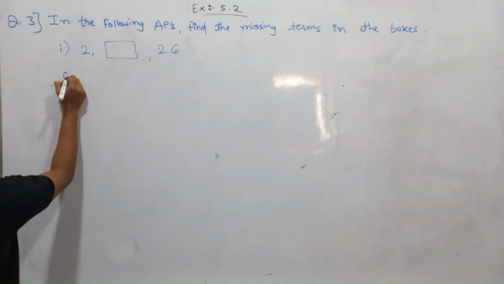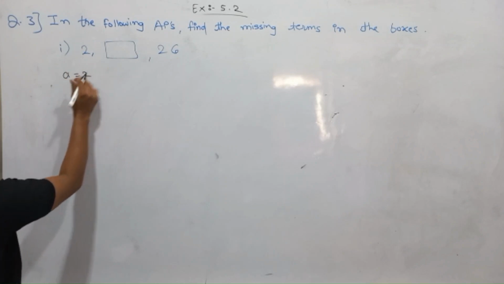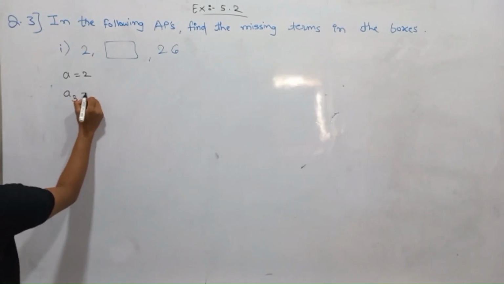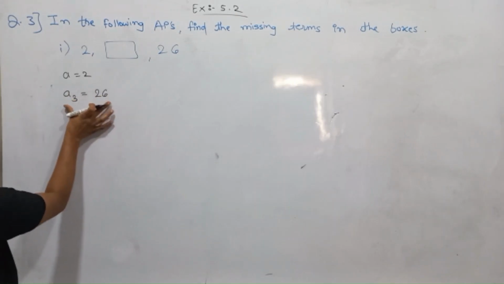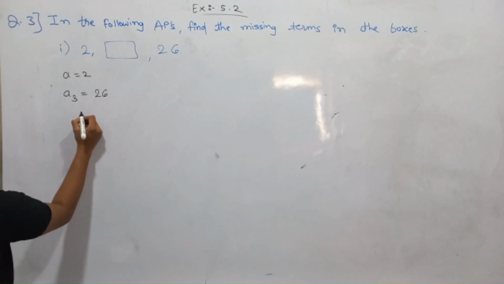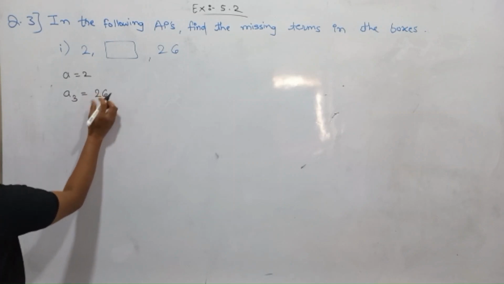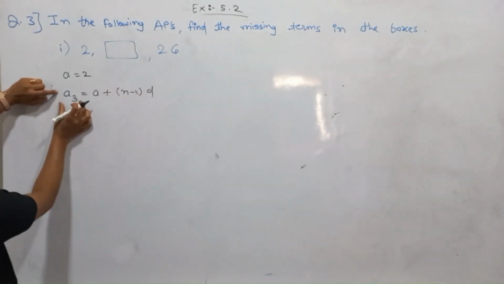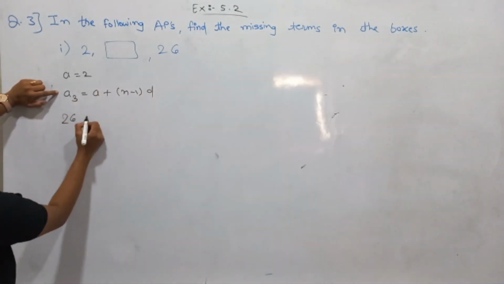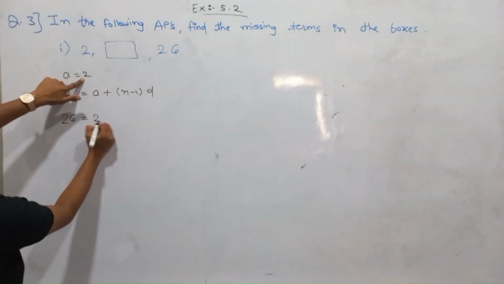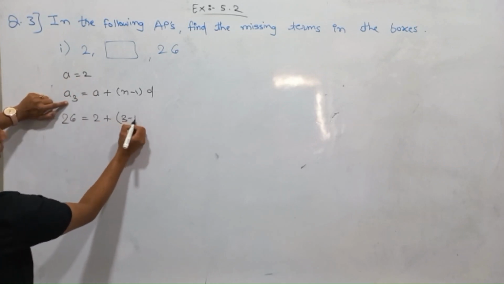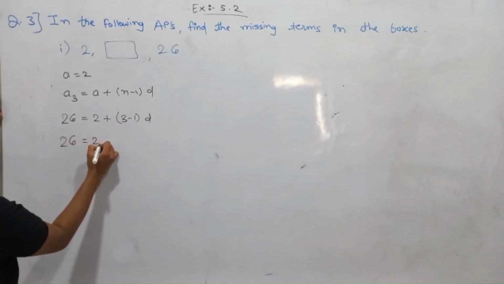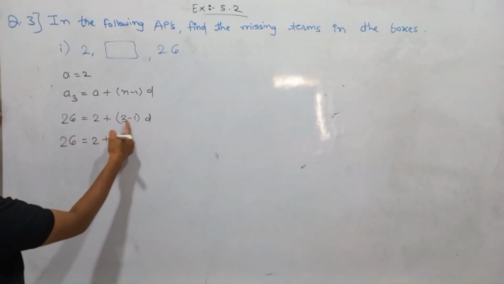A is nothing but 2. Also I have A3, the third term, which is 26. A3 is nothing but 26. So with the help of this we are going to solve the equation. A3 is nothing but A plus (n minus 1) d. A3 is 26, so I am going to substitute 26 here. A is 2, n is 3, so 3 minus 1, and d I don't know, I have to find it out. So 26 is equal to 2 plus (3 minus 1) times d, that is 2d.